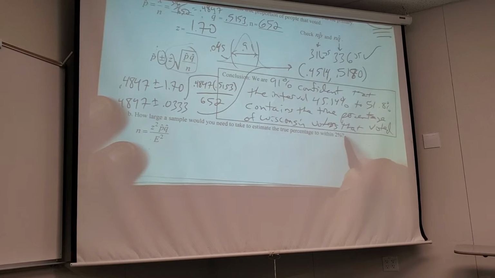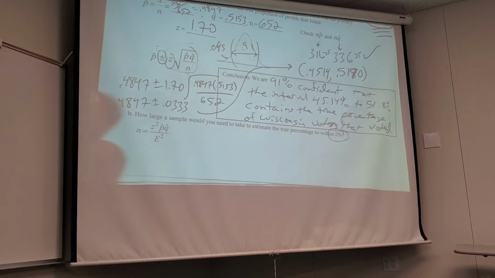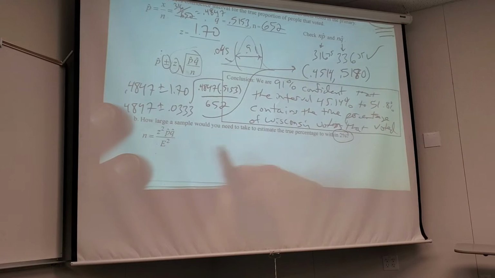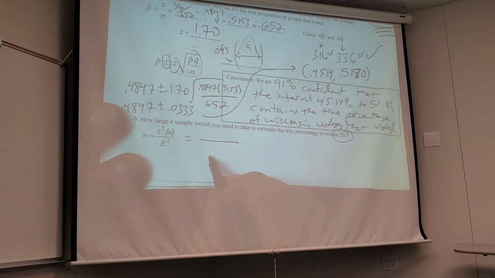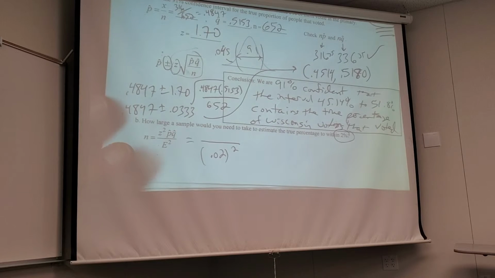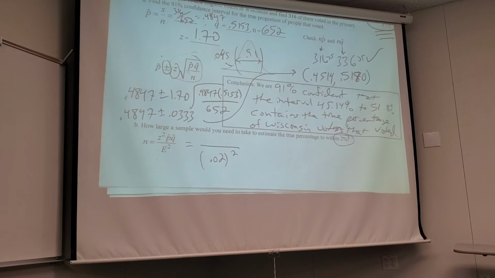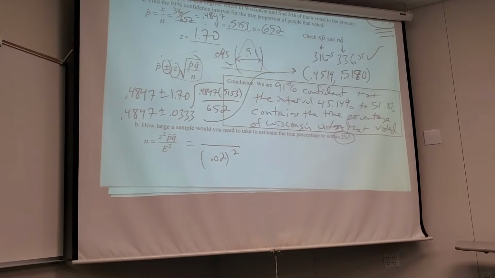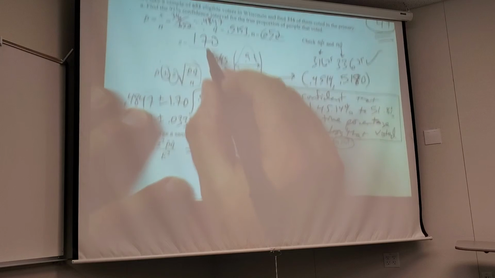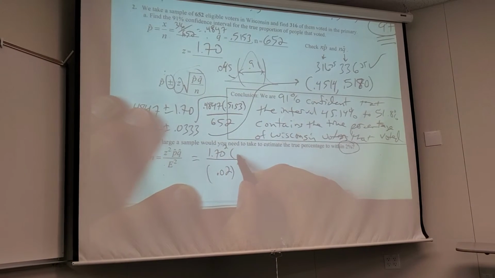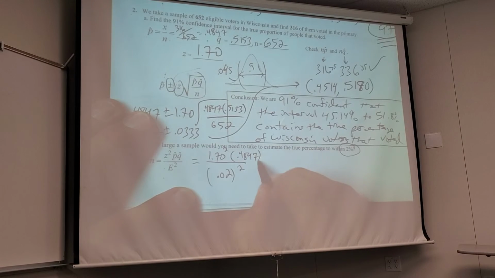So I want to be within 2%. What goes where for that? What's going to be the bottom of this? 0.02, good, squared. Don't put 2 squared. You'd start saying I need a sample size of 0.7. What? I need one person. No. And on top, I still have my same z-score, 1.70 squared times p hat q hat.